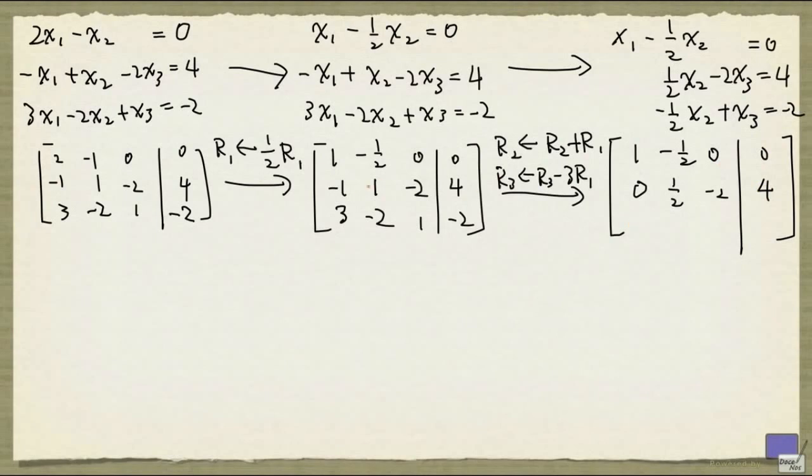For the third row, I have to subtract 3 times row 1 from row 3. So 3 minus 3 is 0. Minus 2 minus 3 times minus half, that's minus a half.